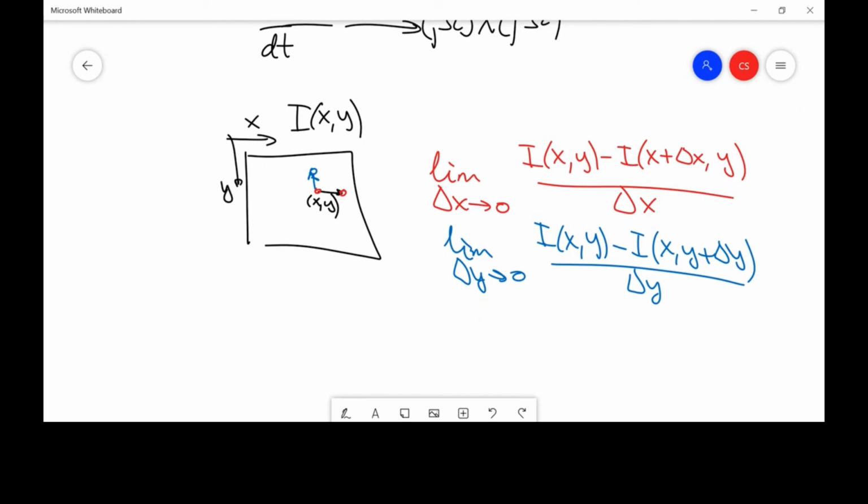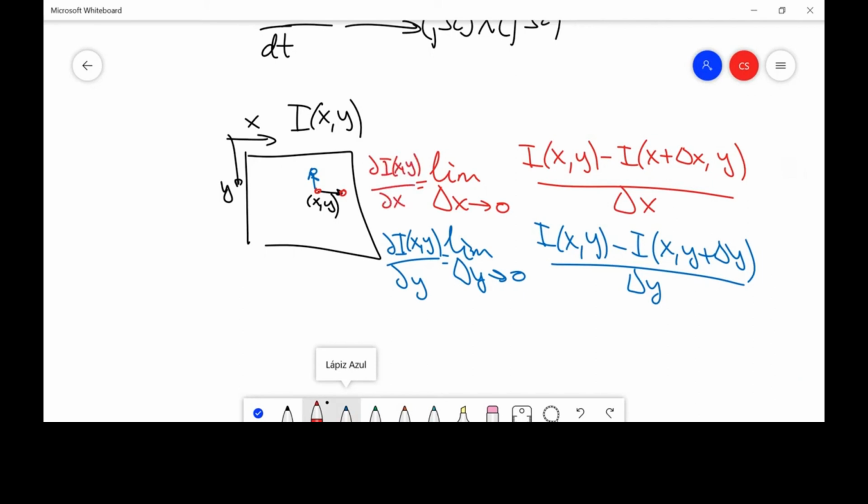Okay, and let's put names. Now they are not anymore derivatives, but partial derivatives. This one is the partial derivative of I of x, y with respect to y, and this one here is the partial of I with respect to x.